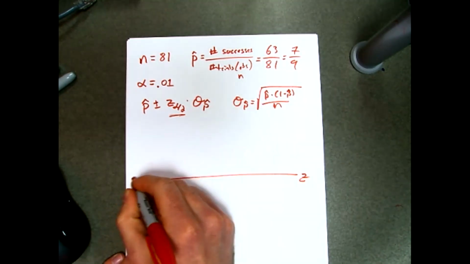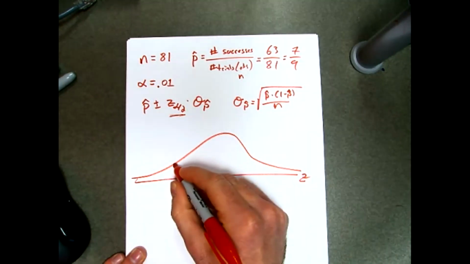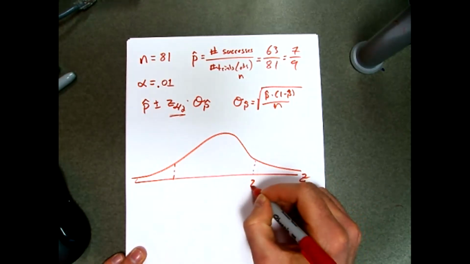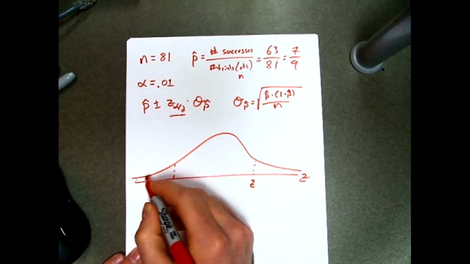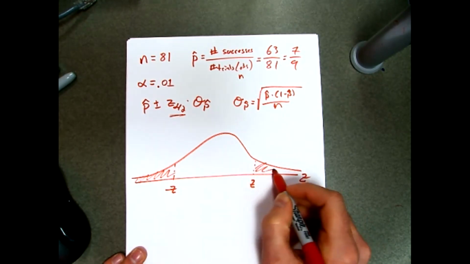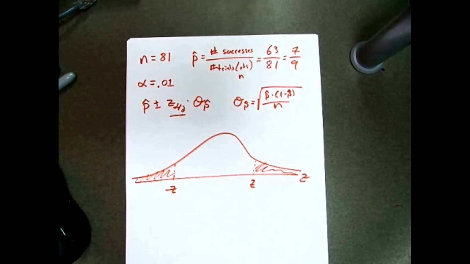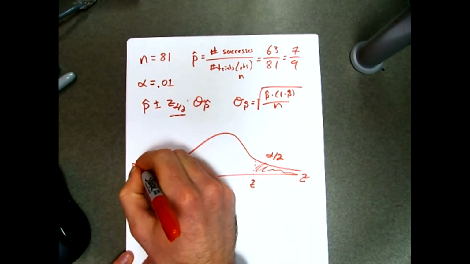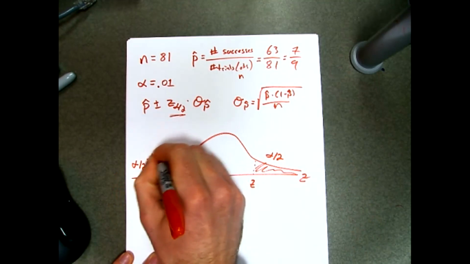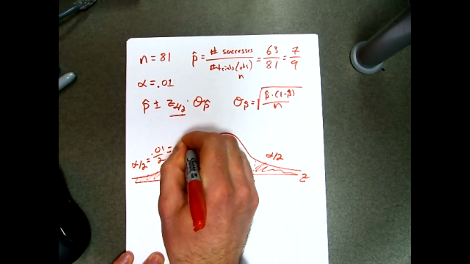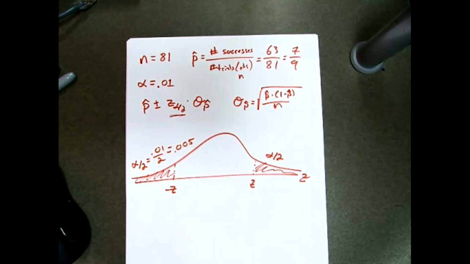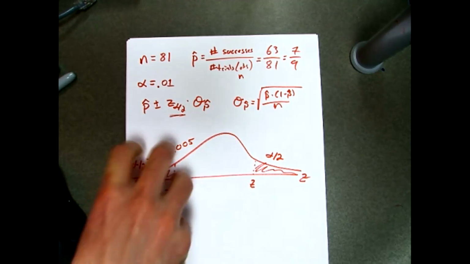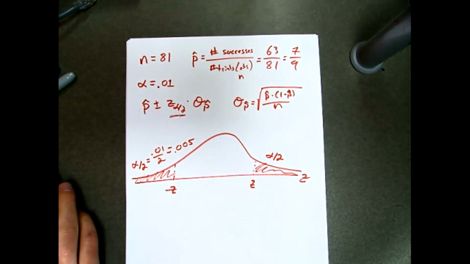So our alpha is 0.01. We want to go a certain number of standard deviations above and below, such that the probability of seeing something outside of that is whatever our alpha is, 0.01. That means half of alpha is on each side. So 0.01 divided by 2 is 0.005. Now we know the area in the tail that we want. We're going to look that up in our standard normal, or Z table.